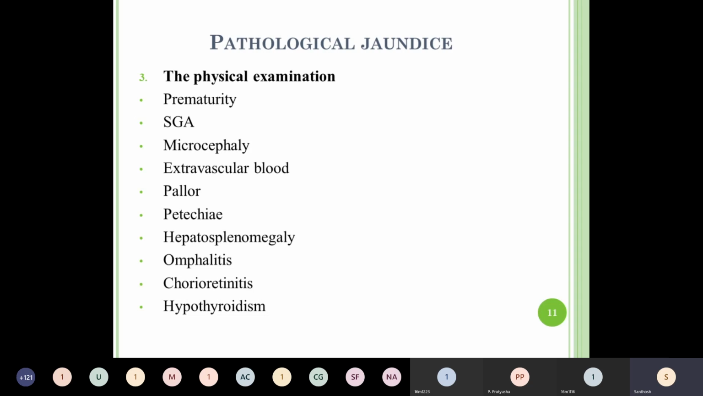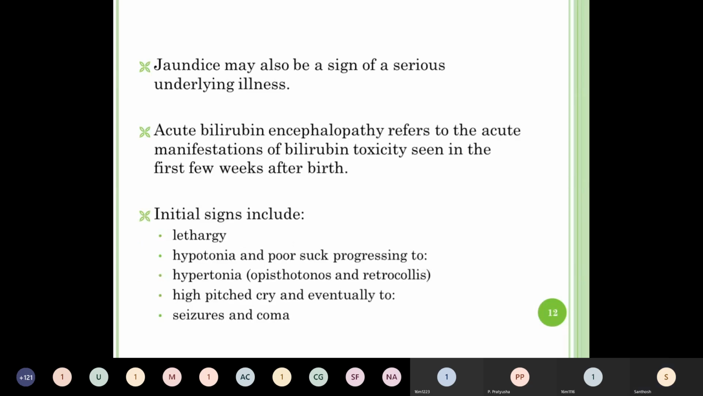See, hypothyroid babies also are going to have prolonged hyperbilirubinemia in the newborn period. So always do the thyroid screening in the newborn period. So look for the features of hypothyroidism. Sometimes it can also be a serious sign of underlying illness, like the baby can be in severe sepsis.